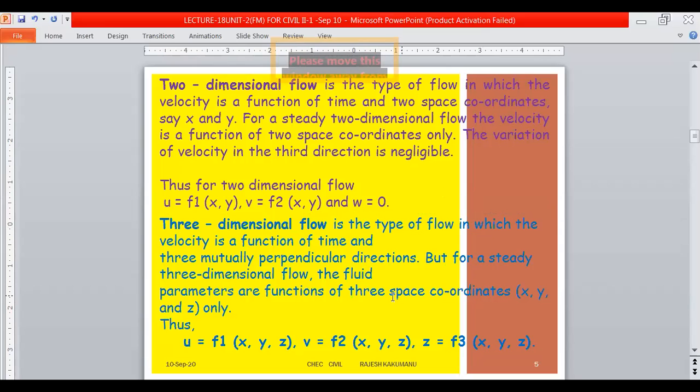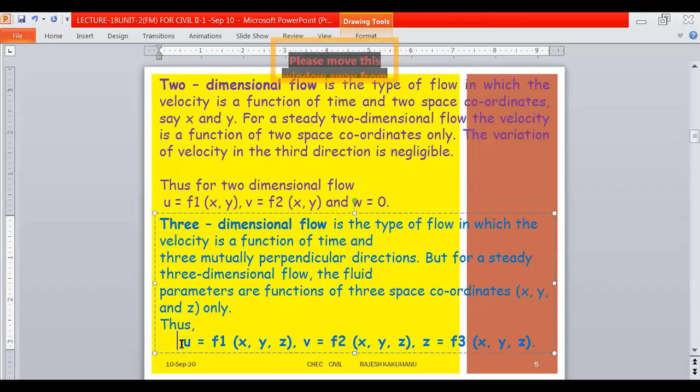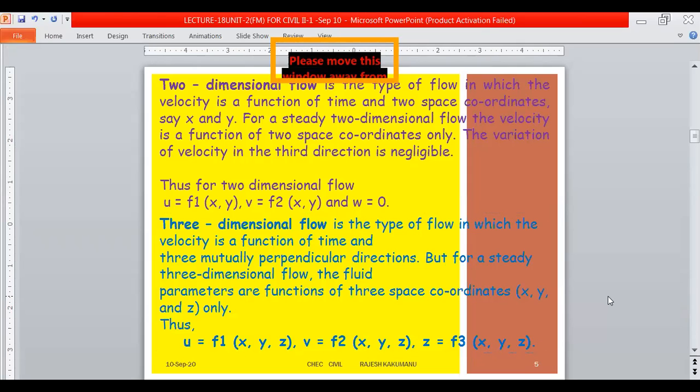Therefore, how do you write it? See here, u is equal to f1 of x, y, z, v is equal to f2 of x, y, z, w is equal to f3 of x, y, z. So like this we are taking three axes with respect to u, v, w. So like this you have one-dimensional flow, two-dimensional flow, and three-dimensional flow.